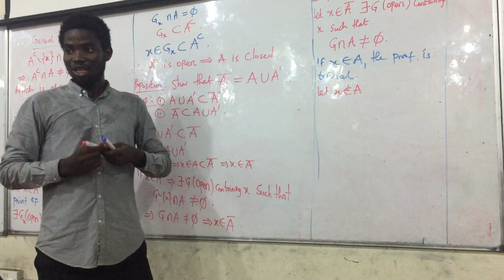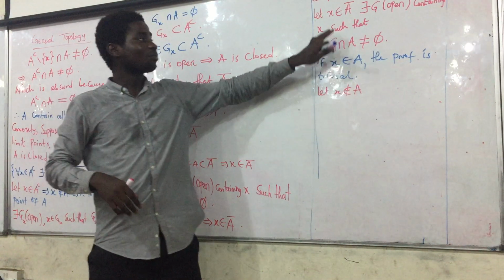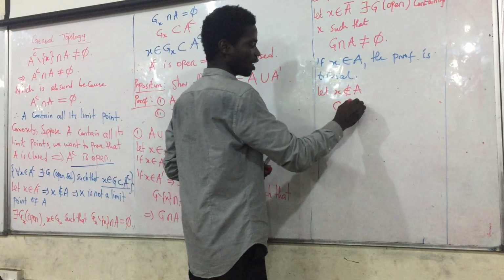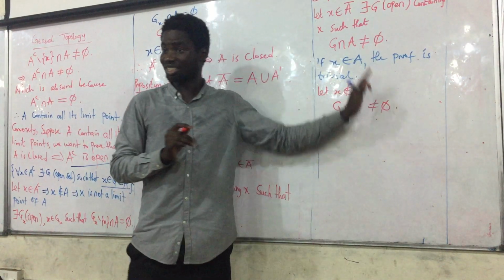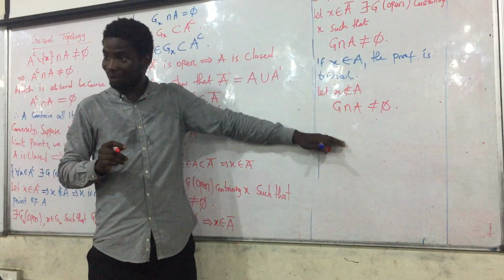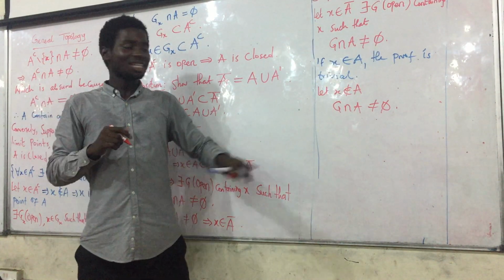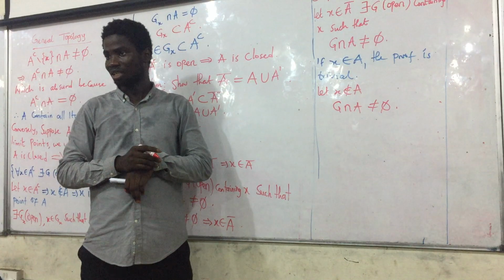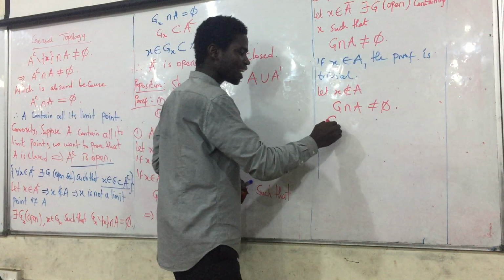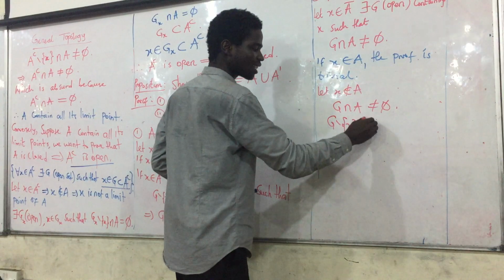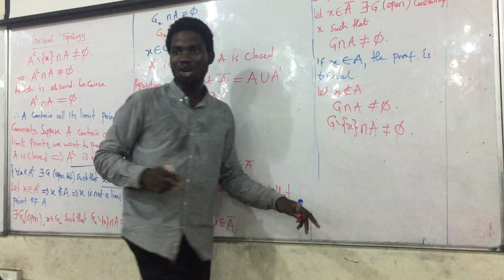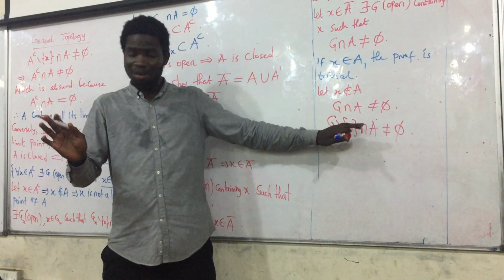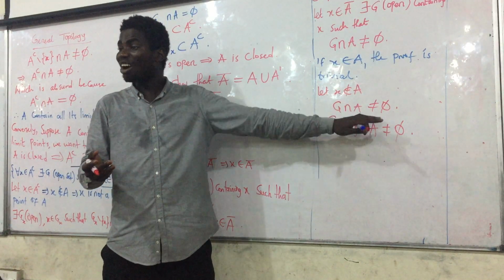Don't forget, if S is not in A, but S is in the closure, it means that G intersection A is not empty, because it's in the closure. But now, since S is not in A, that means the intersection does not contain S. So even if I remove S from G, the intersection will still not be empty, because why the intersection is not empty is not because of S. S is not even in A, so the intersection can never contain S.